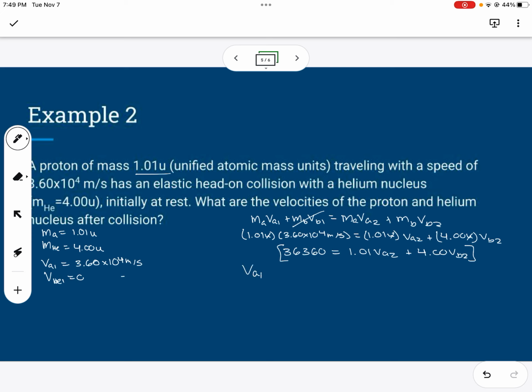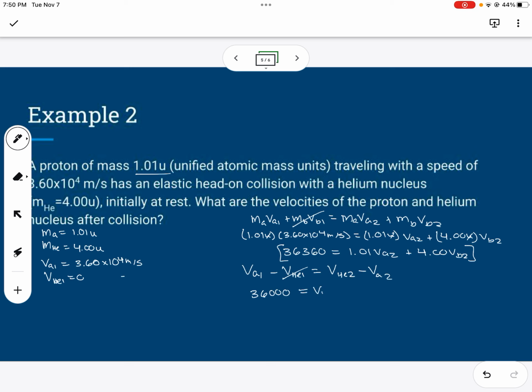Then we're going to use our special elastic equation, VA1 minus VHE1 equals VHE2 minus VA2. I know my speed over here will just cancel out, so I'm left with 36000. You can keep the scientific notation if that helps you. I think sometimes when we're actually working with the equations, it's nicer to have the larger number.